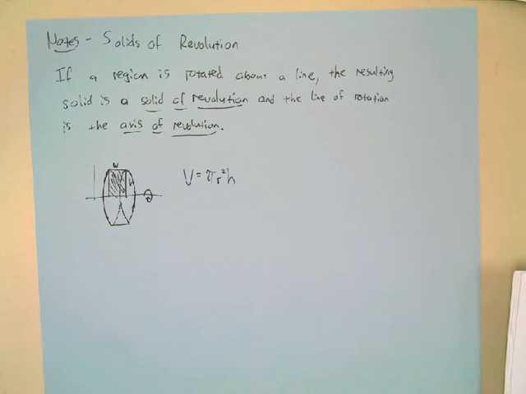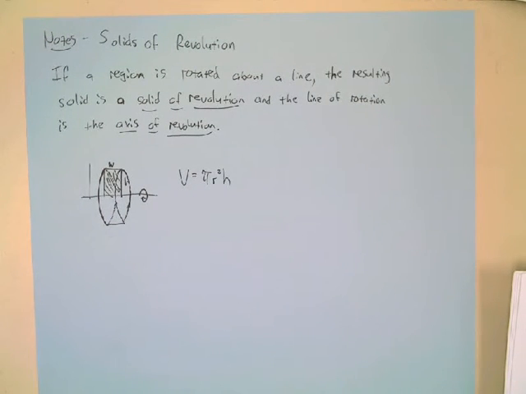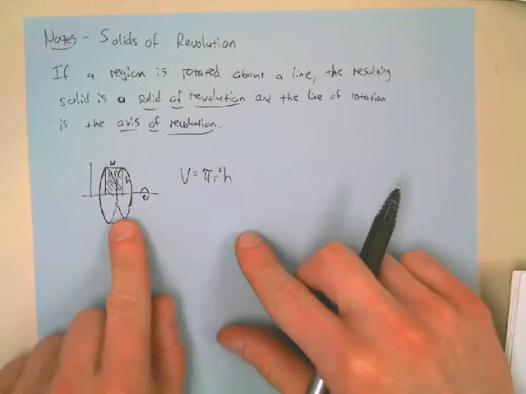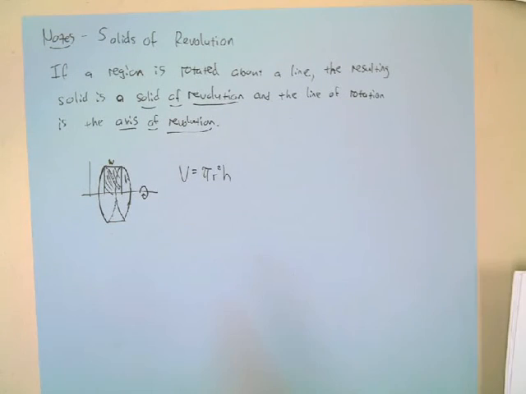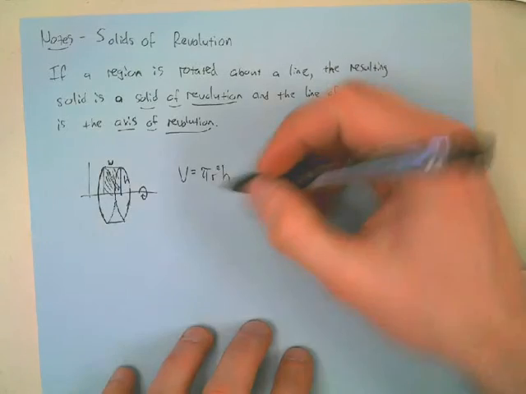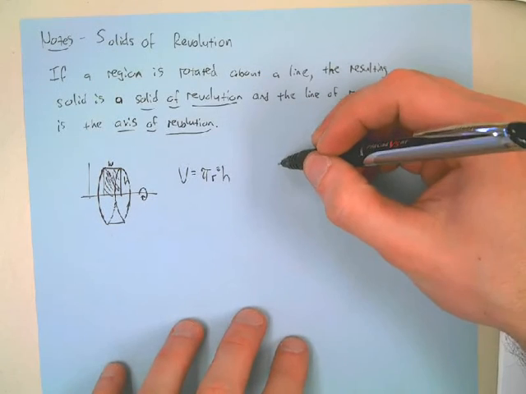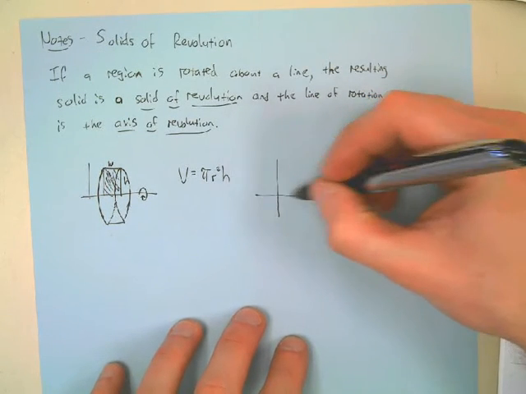Okay, sorry, so there it is. There's the volume formula for a cylinder, right? V equals pi times radius squared times the height. So that's the volume for that basic shape. But what if we have something that's more curve-like? Something we're more used to, like a function. It looks like that.